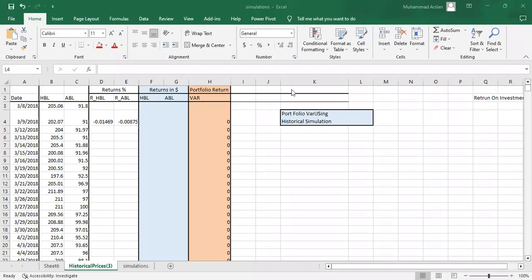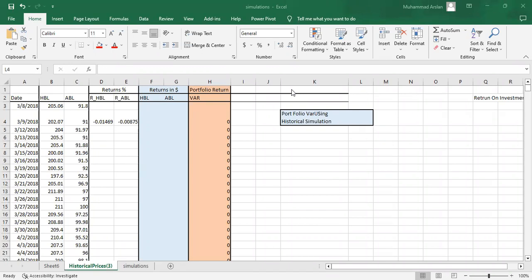Okay, today we are going to compute the value at risk. What is basically value at risk? Value at risk is the maximum loss an organization, an investor, or an investment will incur at a specific time and at a specific date. So value at risk, in simple words, is the maximum loss that we have to bear on an investment.